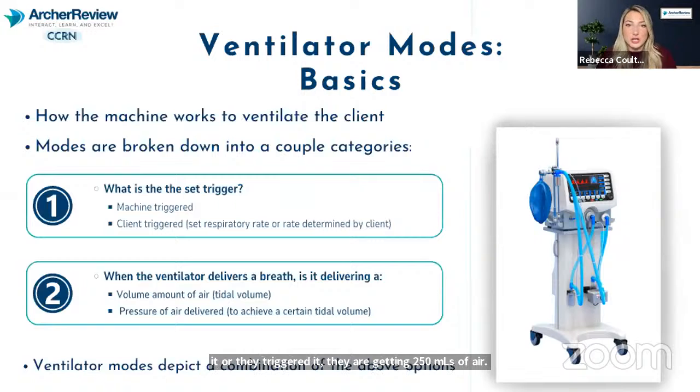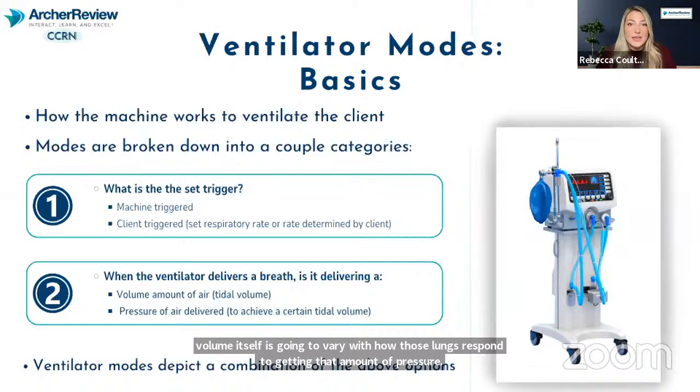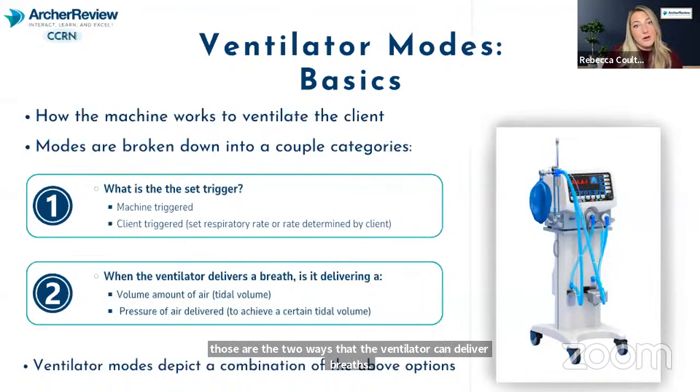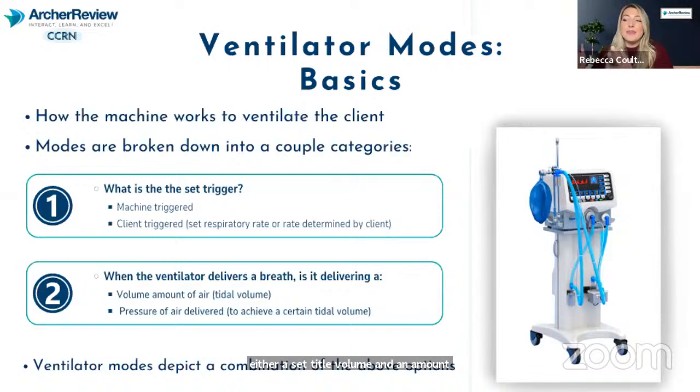Or we can set the pressure, and that would be that pressure support number that I talked about in the settings. And we can say, instead of you're going to take 250 cc's every single time, we'll say we're going to give you a pressure of 15 to help you take a certain amount of tidal volume. And then the tidal volume itself is going to vary with how those lungs respond to getting that amount of pressure. So those are the two ways that the ventilator can deliver breaths, either a set tidal volume and an amount, or a set pressure, and the lungs can determine how much volume they actually take.